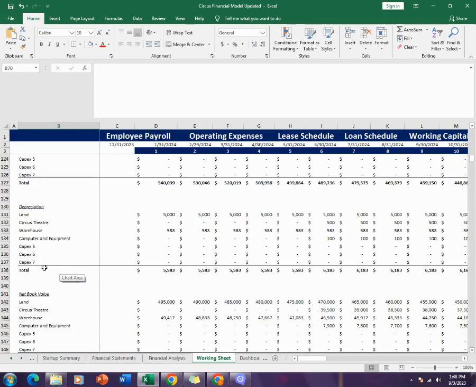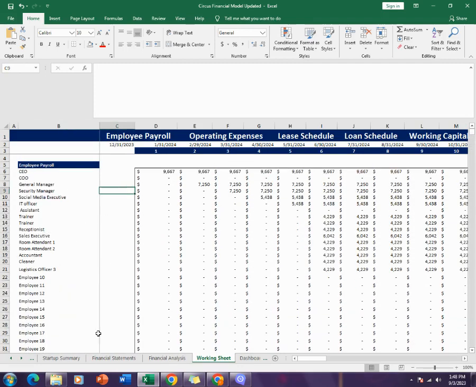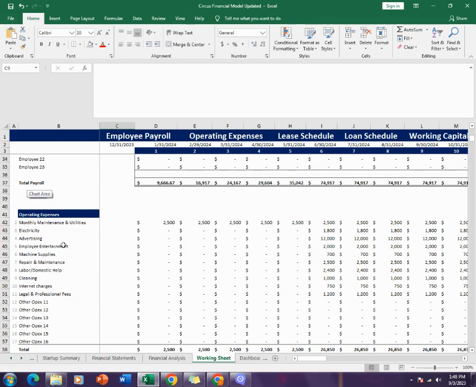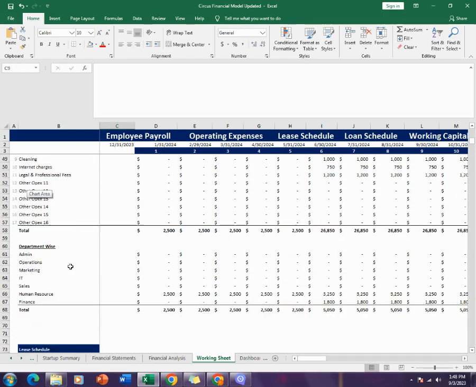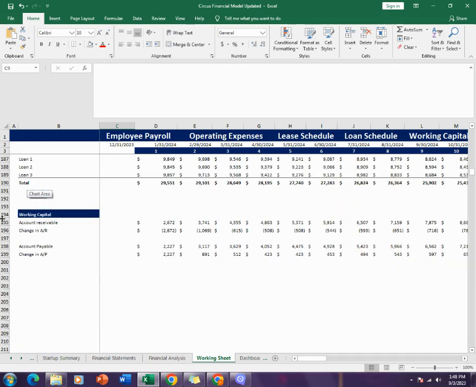Then comes the working capital. As you can see, this whole working capital sheet includes all the calculations that are being used in the financial statement of the company. This includes the employee payroll on a monthly basis. Then comes the operating expenses on a monthly basis, as well as the lease schedule, the loan schedule, and the working capital assumptions or calculations for the next 5 years on a monthly basis.